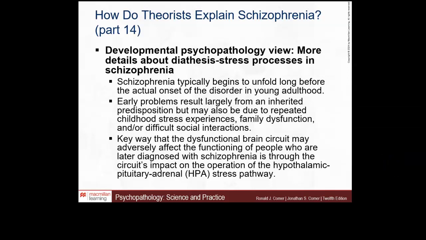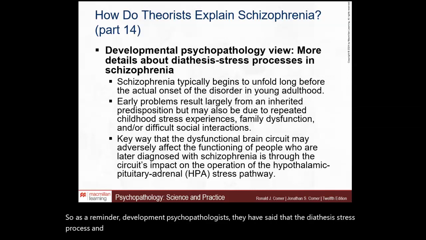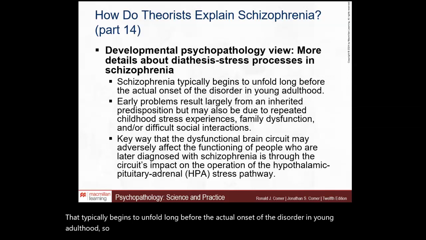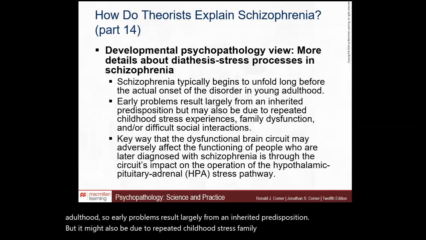So as a reminder, developmental psychopathologists have said that the diathesis stress process in schizophrenia typically begins to unfold long before the actual onset of the disorder in young adulthood. So early problems result largely from an inherited predisposition, but it might also be due to repeated childhood stress, family dysfunction, and or difficult social interactions.